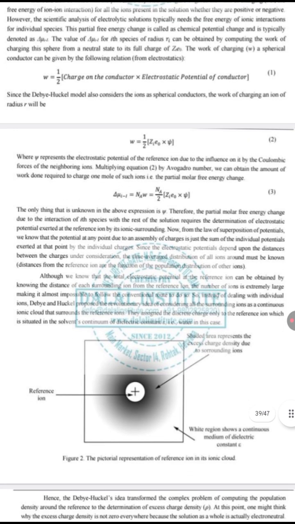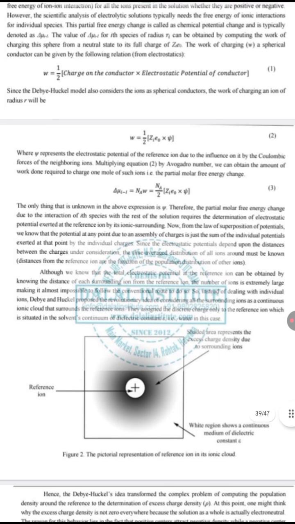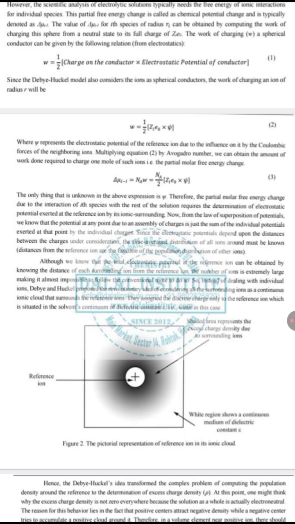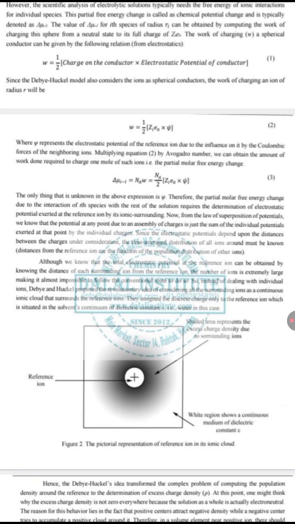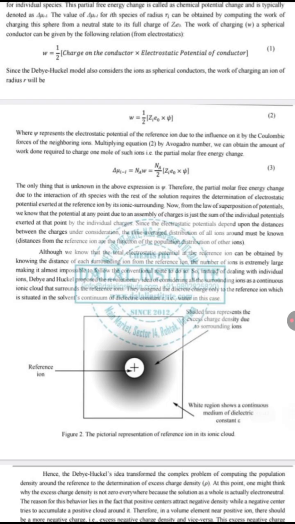However, the scientific analysis of electrolytic solutions typically needs the free energy of ionic interaction for individual species. This partial free energy change is also called the chemical potential change and is typically denoted as Δμ_i-i. The value of Δμ_i-i for the ith species of radius Ri can be obtained by computing the work of charging the sphere from a neutral state to its full charge of Ze0.